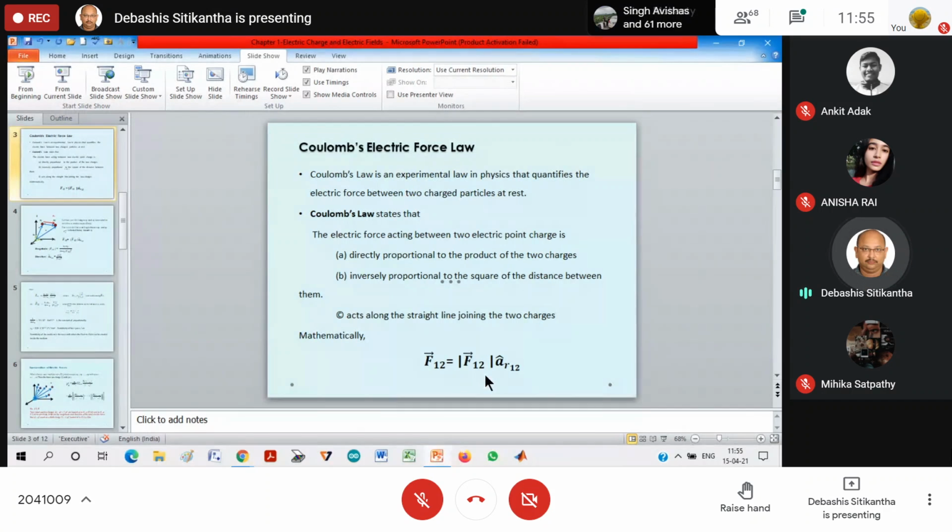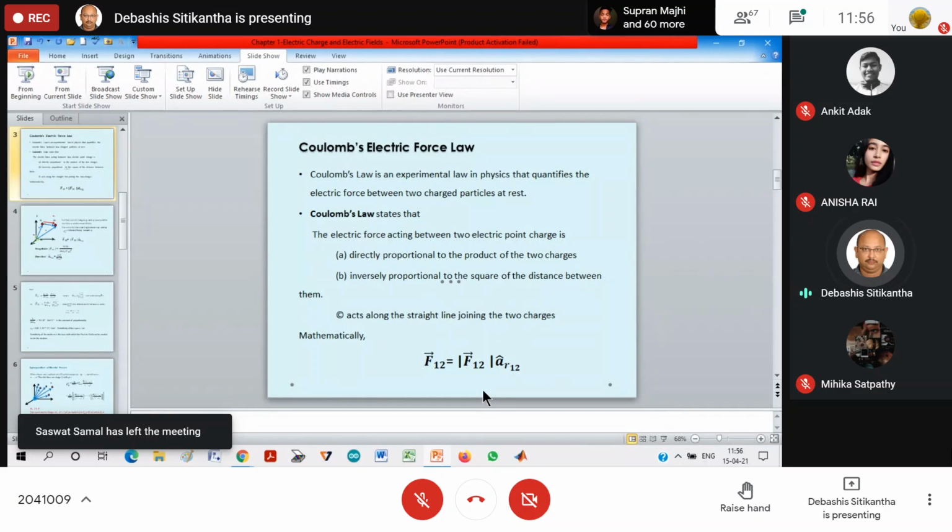Okay, so let us summarize what we have studied till now. Today we studied about the different properties of electric field. Then we studied about Coulomb's electric force law. Over there I told you that it is an experimental law. It is not a derived mathematical law. Number of times experiments are conducted, and if they are getting the same type of results, then it is known as an experimental law or empirical law.